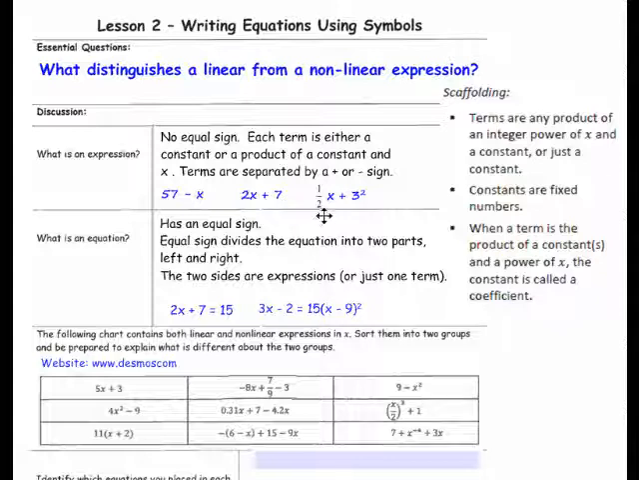And we have 1/2 x plus 3 squared. An equation. An equation has an equal sign. An expression does not. An equal sign divides the equation into two parts, the left and the right. The two sides are expressions, or can be just one term.